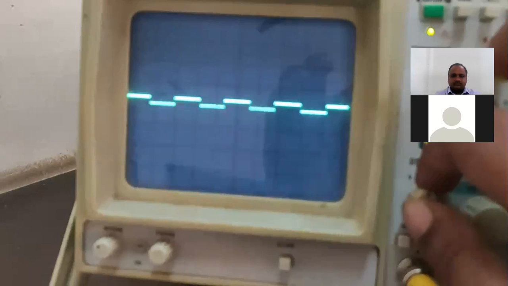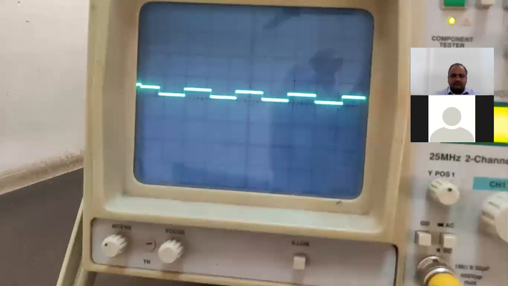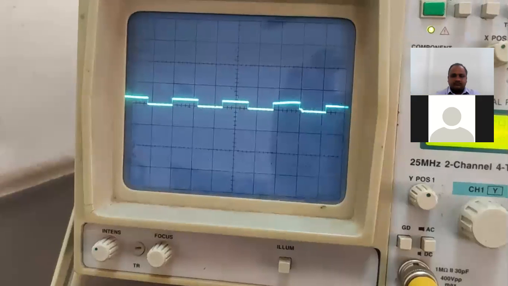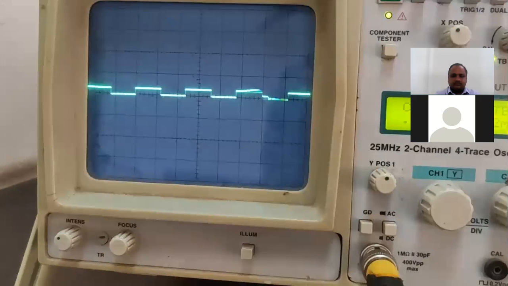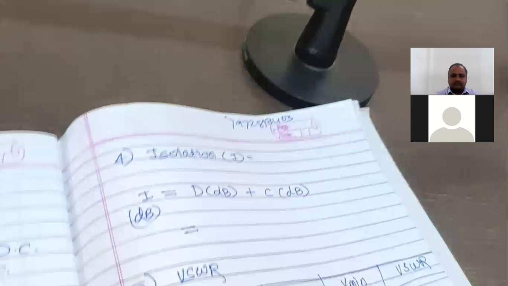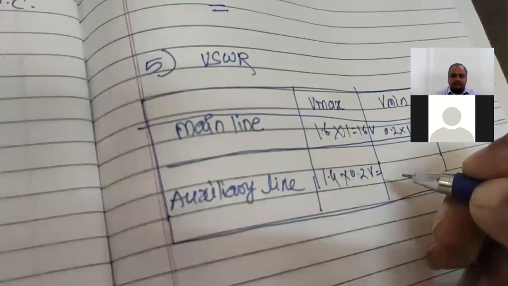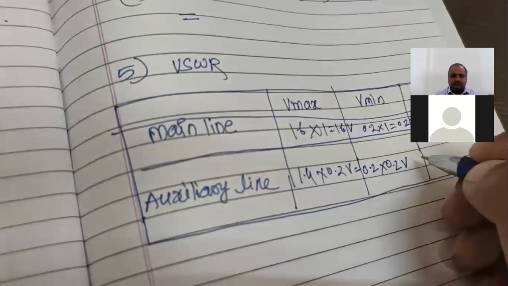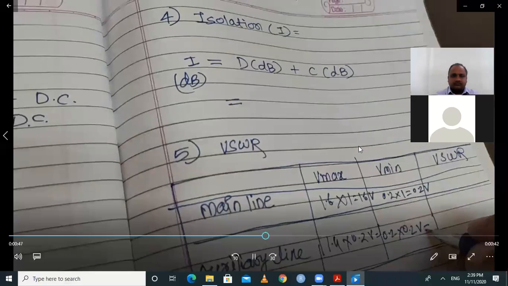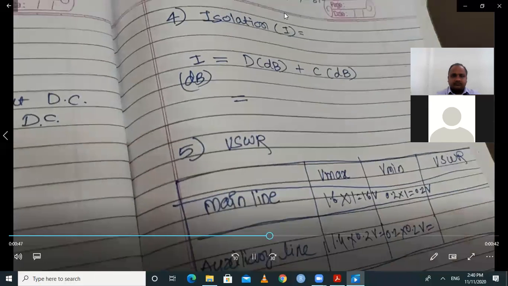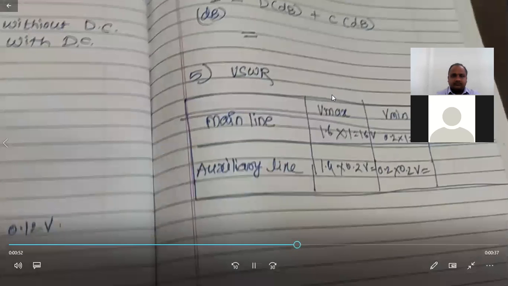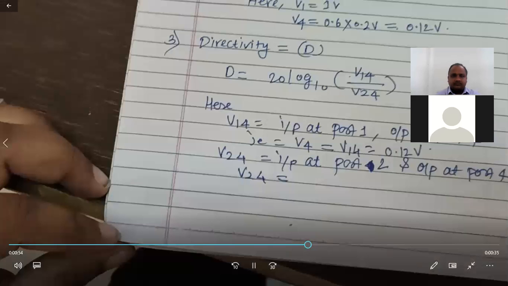So we have to adjust the Y position on the CRO. It should be nearly equal to 0.2 multiplied by 0.2 volt. So here Vminimum is 0.2 multiplied by 0.2 volt. So you are getting this Vminimum and Vmax, and by taking the ratio of Vmax and Vminimum, you can find out the VSWR.